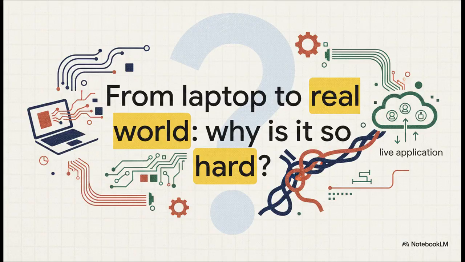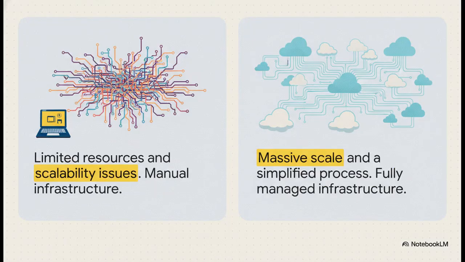So what's the deal? Well, when you look at them side by side, the difference is huge. On your own machine, you're constantly fighting against limited CPU and memory. And forget about scaling. If your app suddenly gets popular, it's just not going to happen. You have to set up everything by hand. The cloud, though, it's a whole different ballgame. We're talking massive, almost infinite scale. The infrastructure is managed for you, and the whole process is way, way simpler.